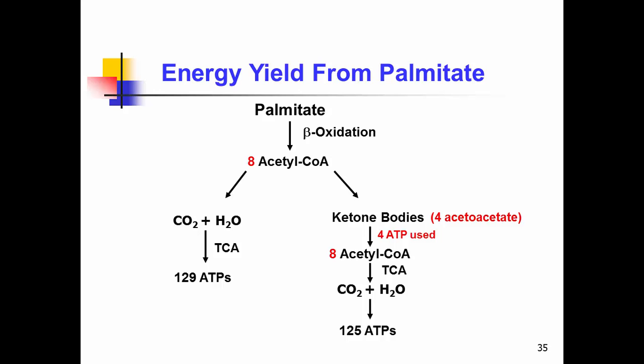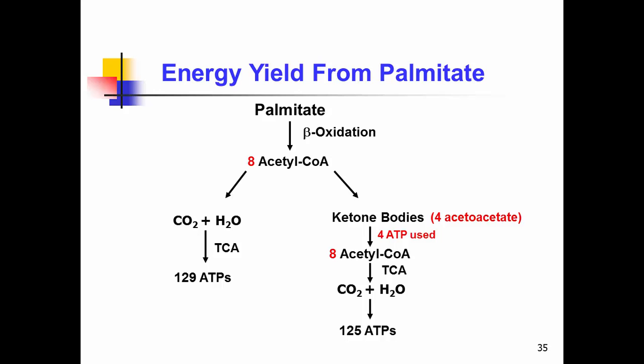But if acetyl-CoA does not go directly to the TCA cycle but goes to ketone body synthesis, and we know acetoacetate is a 4-carbon molecule, then 8 acetyl-CoA molecules entering the ketone body synthesis pathway can generate 4 acetoacetate molecules, right? If the 4 acetoacetate ketone bodies are utilized, remember the key enzyme for utilization of ketone bodies, succinyl-CoA transferase. This reaction requires ATP to break down the acetoacetate molecules.